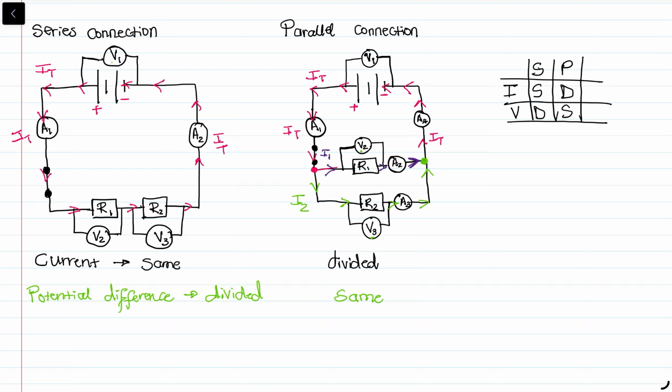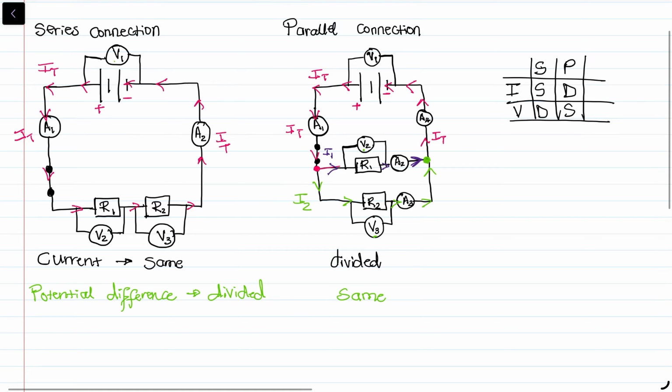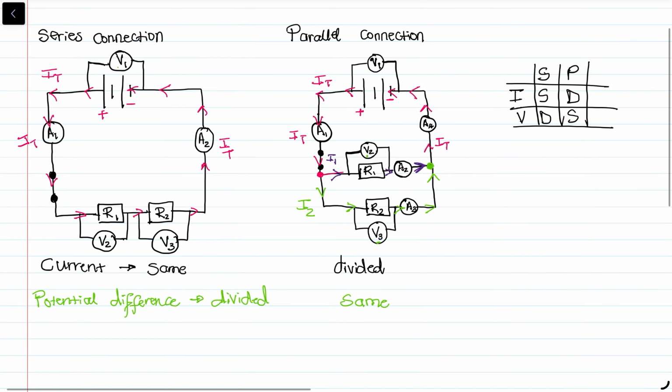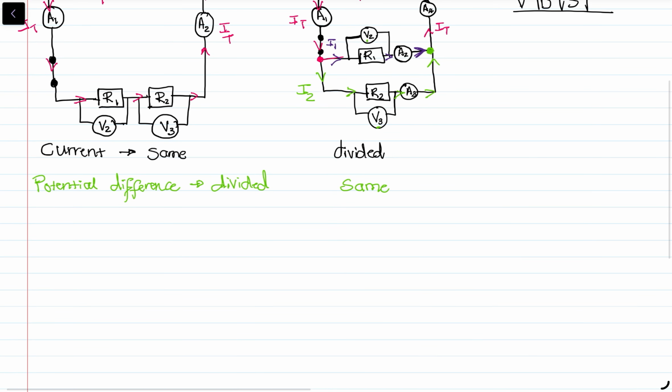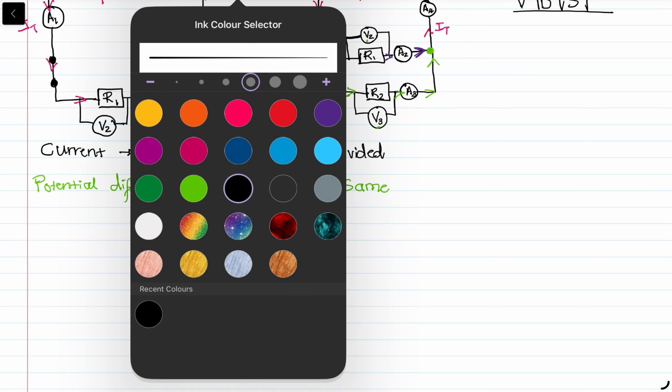Current for series is the same. Current for parallel is divided. Potential difference for series is divided. Potential difference for parallel is the same. So that is what we know about the series and parallel connection when it comes to potential difference and current. So now I want us to talk about the resistance.